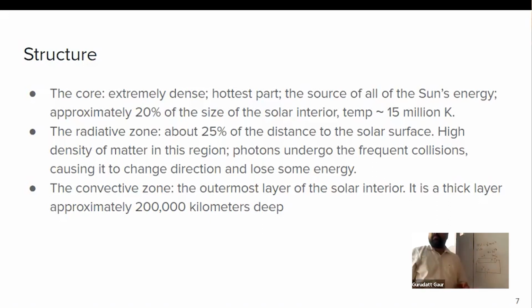Same happens with the photons also. They were generated in the core. Now they are trying to come out of that core. And while coming out of the core, they are talking to the other particles. That's why it takes lots of time for them to come out.